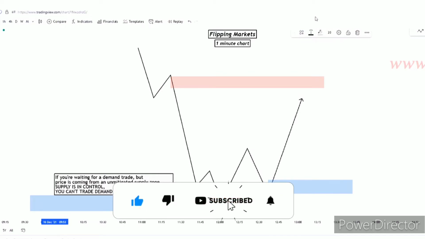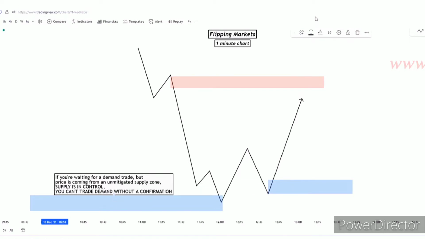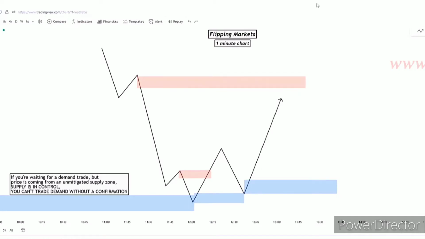As I said in the previous video, you want to trade the controlling side of the market. If you are waiting for a demand trade, but price is coming from an unmitigated supply zone, supply is in control, and you can't execute a demand trade without a confirmation because there could be a high chance for you to get stopped out. Okay, let's see an example for when you can use a risk entry and when you should wait for a confirmation entry.